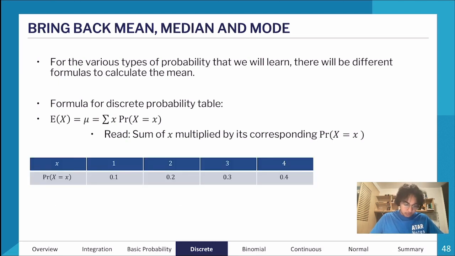So let's try to work out the mean for this. How we would do that is I'd multiply these two values together, then add that to these two values together, and then add it to these two, and add it to these two. Why do we multiply by the probability?